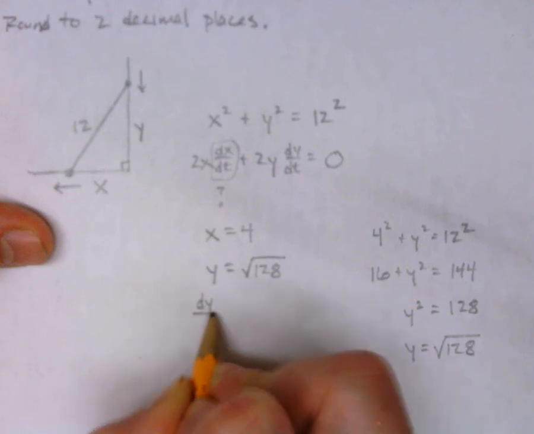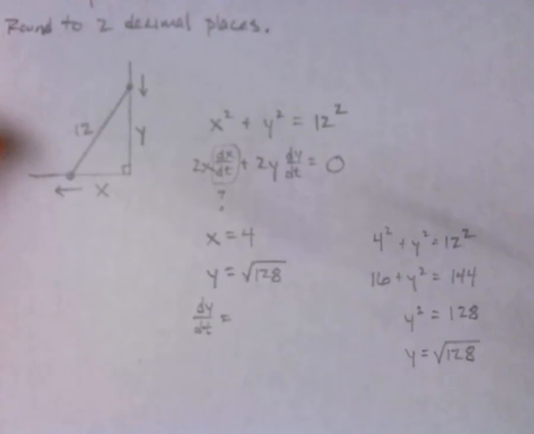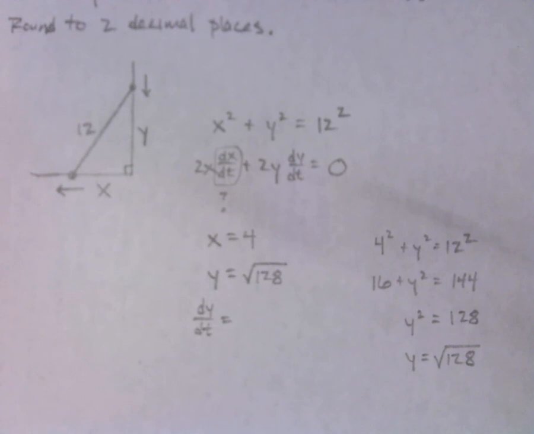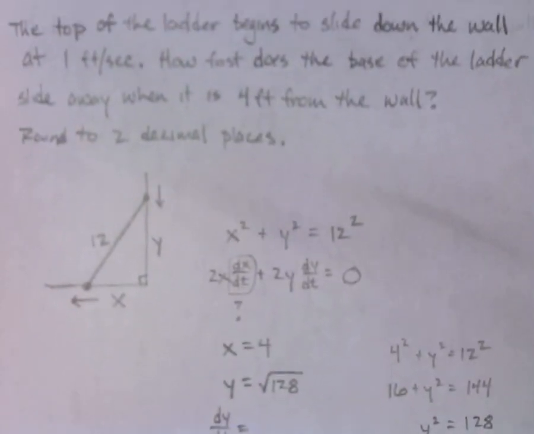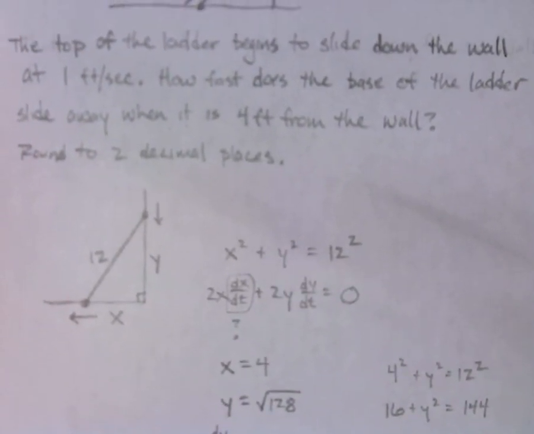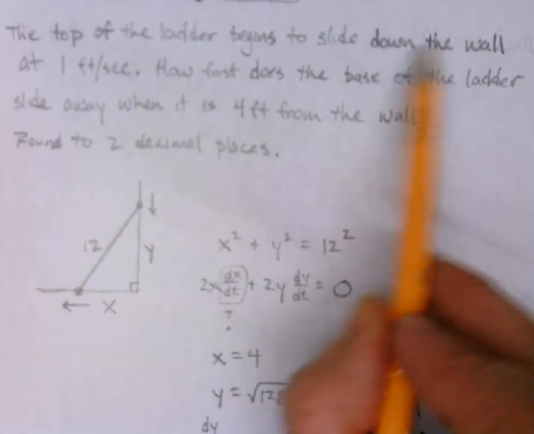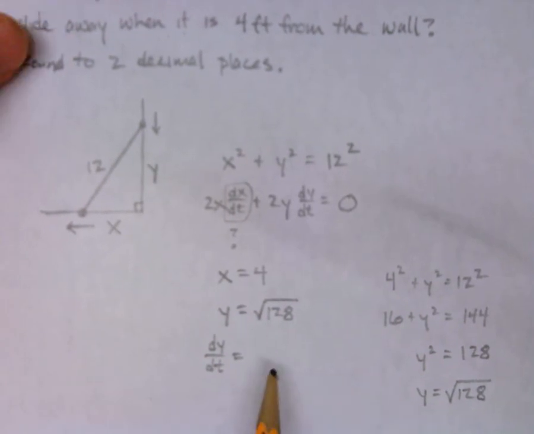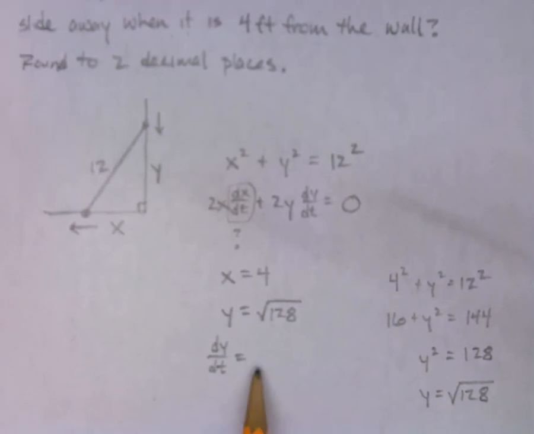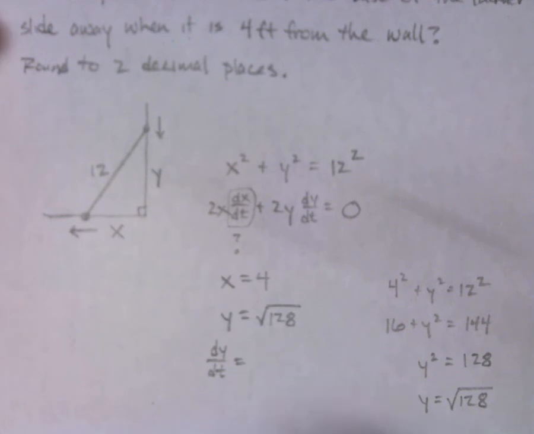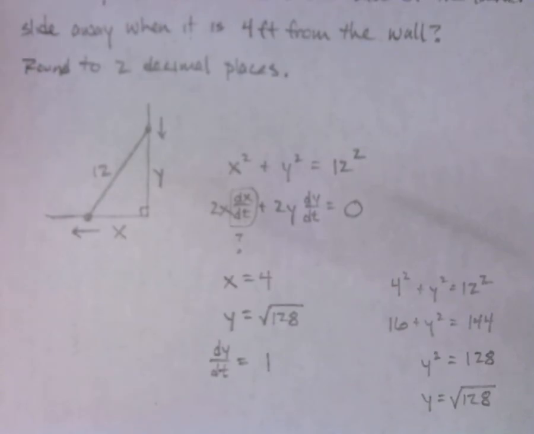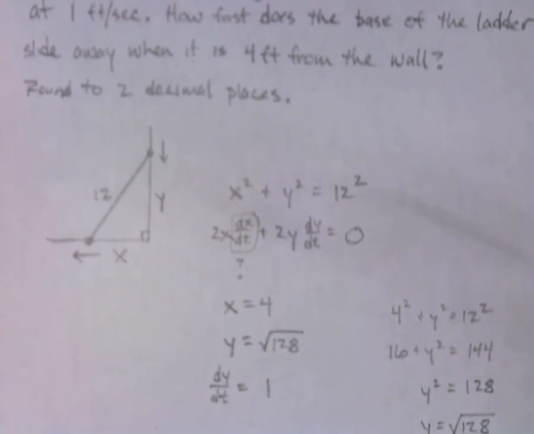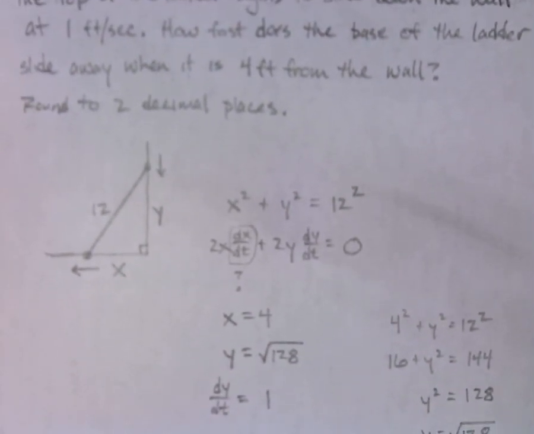Okay. Do they tell me dy over dt? And yeah, they do. The top of the ladder begins to slide down the wall at 1 foot per second. Okay, great. Now, here's the thing. It's really tempting to just put dy over dt equals 1. But it turns out it's not quite that simple.